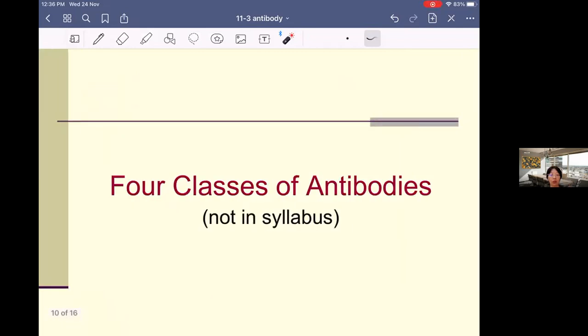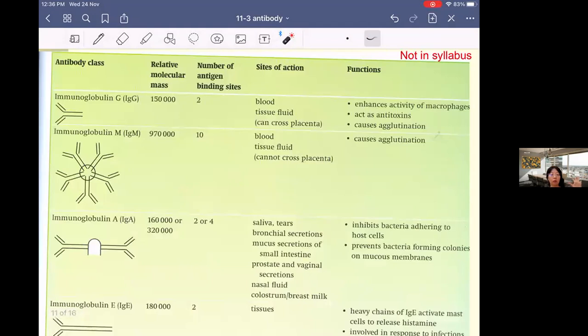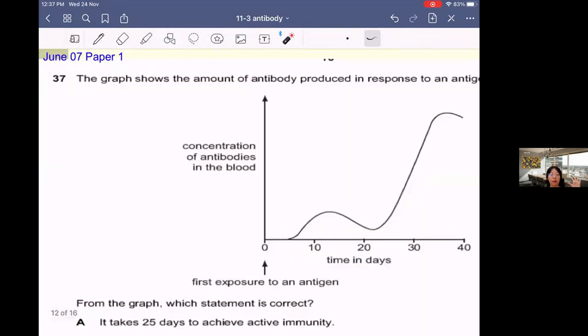Okay. So there are 4 classes of antibody, but it is not in your syllabus. So therefore you don't have to learn this, okay? You don't have to learn this. All these 4 classes you don't have to learn. So therefore I'll skip this, shall we? If you're interested, you can read this or else you just skip the whole thing, right?